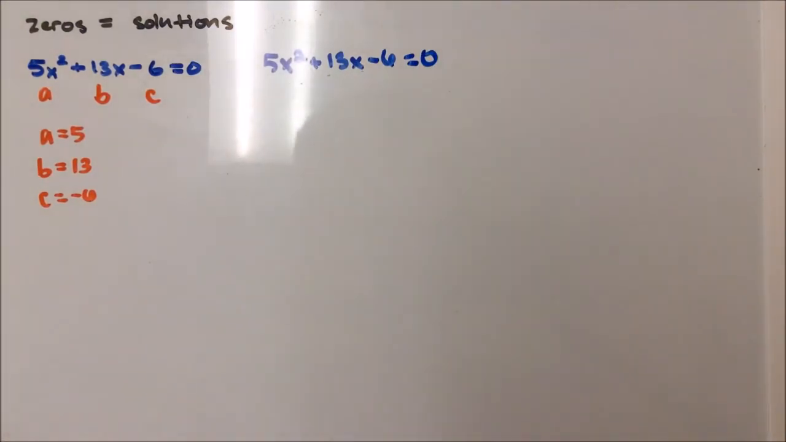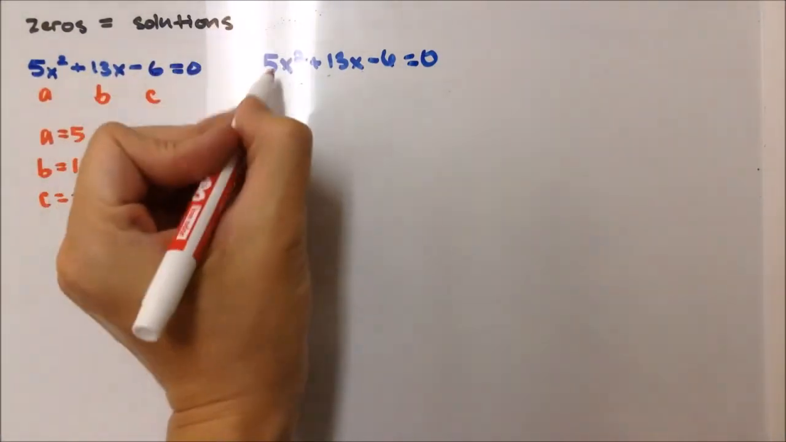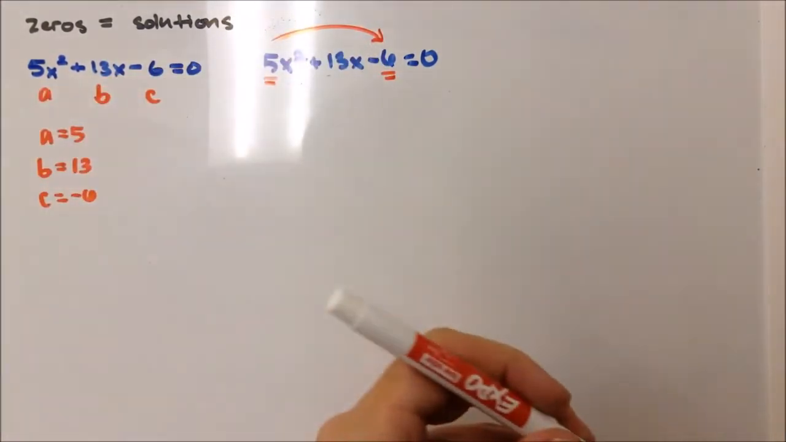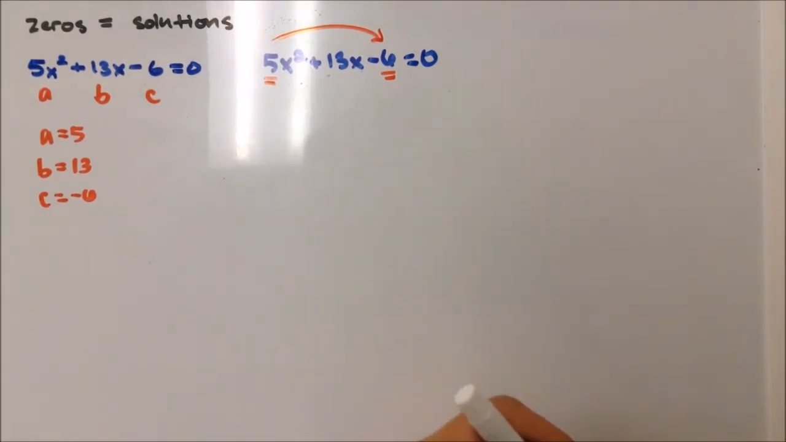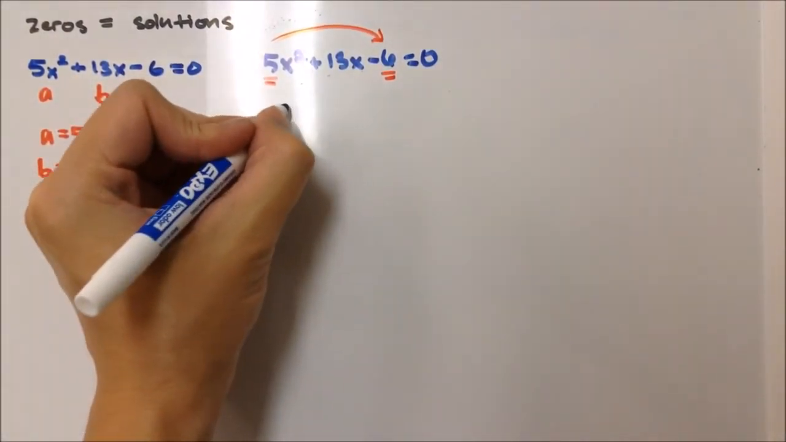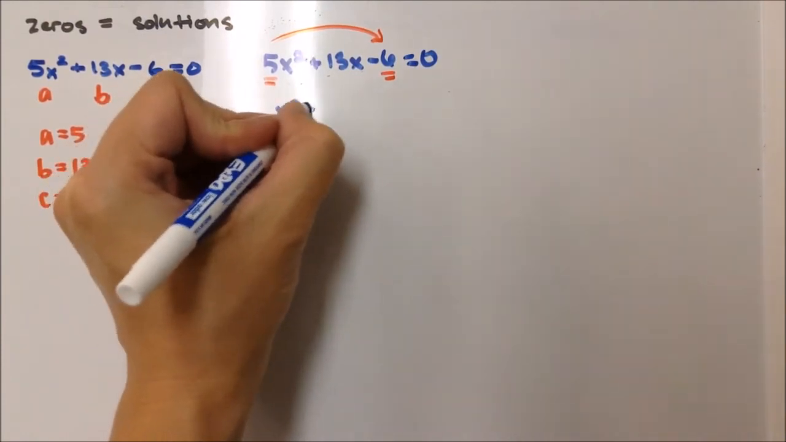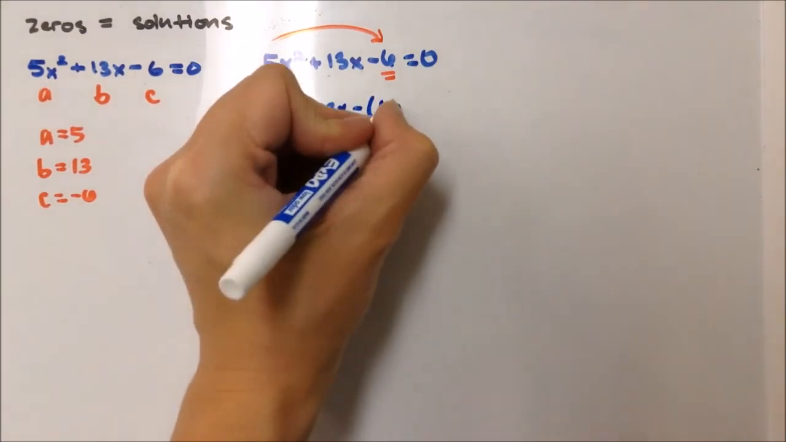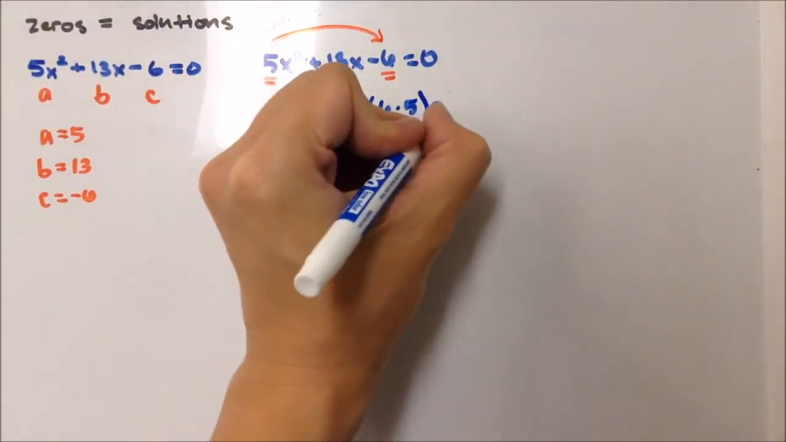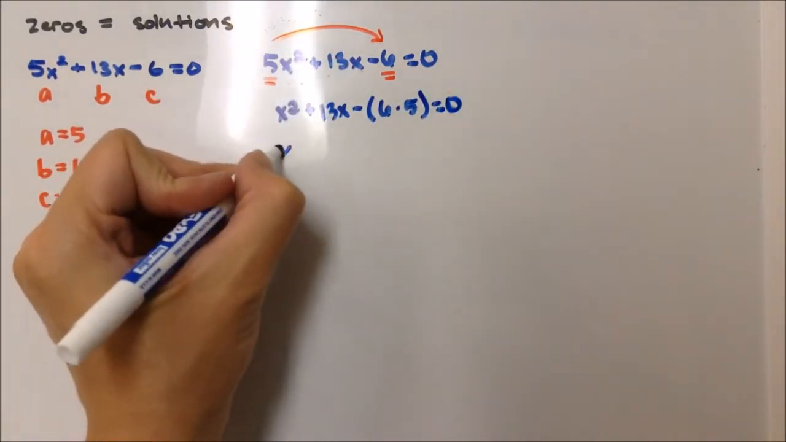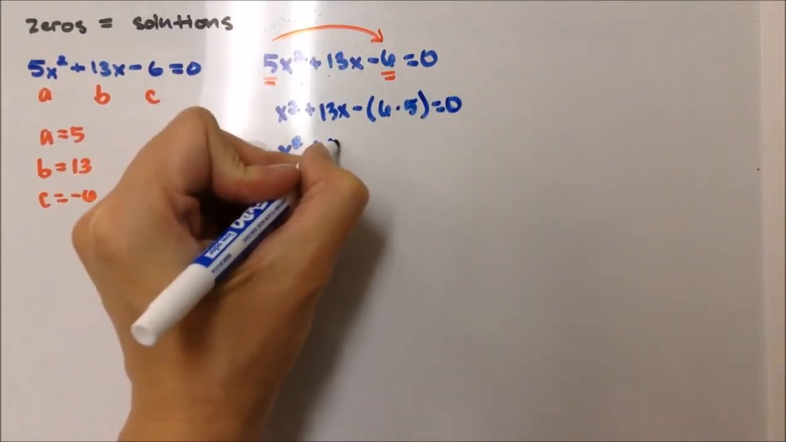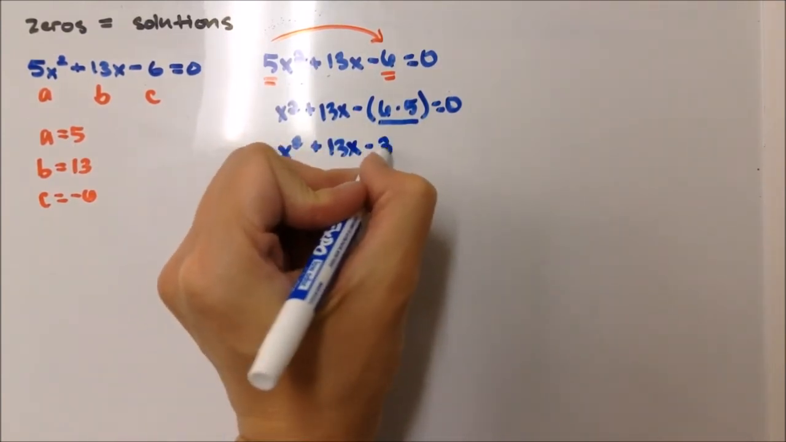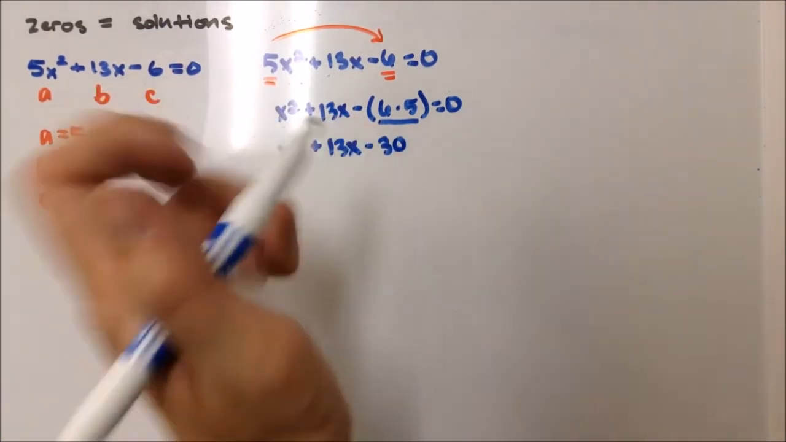And again, I'm going to show it step by step. So this 5 is going to slide to that negative 6. So it's going to be x squared plus 13x minus, I'm going to put parentheses, 6 times 5 equal 0. So x squared plus 13x, 6 times 5, that's going to be a minus 30. Now the reason it's minus is because it has that minus right there.